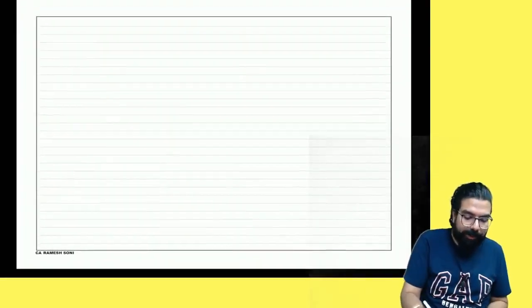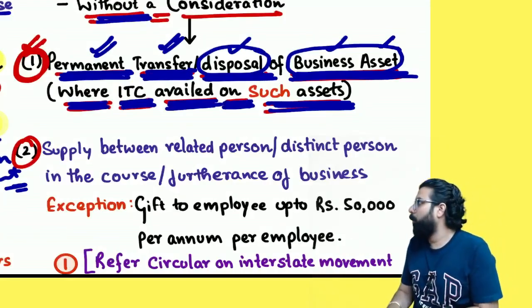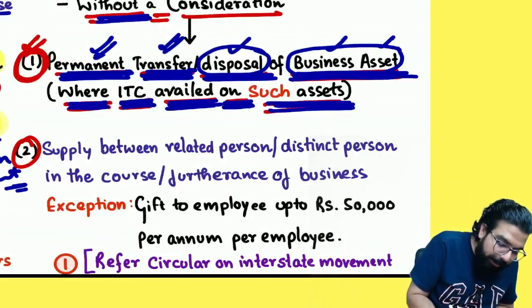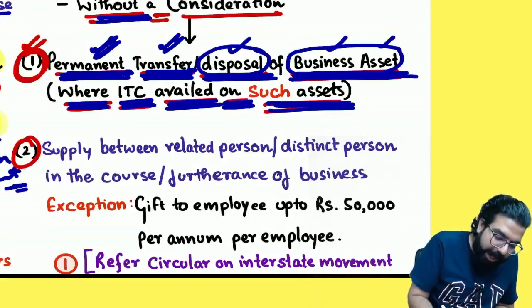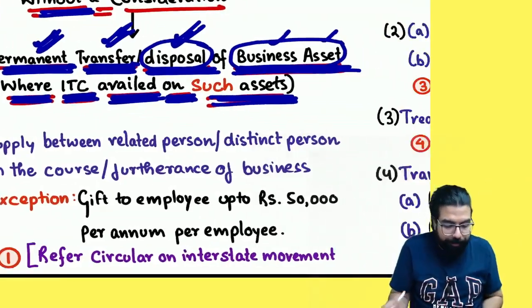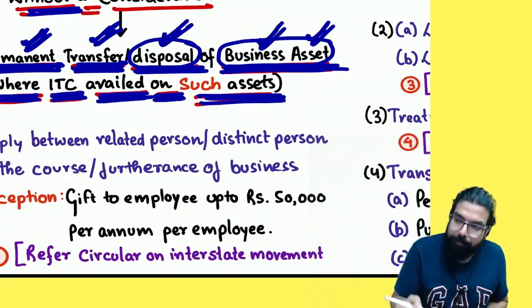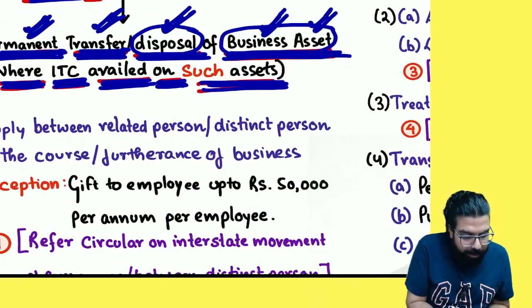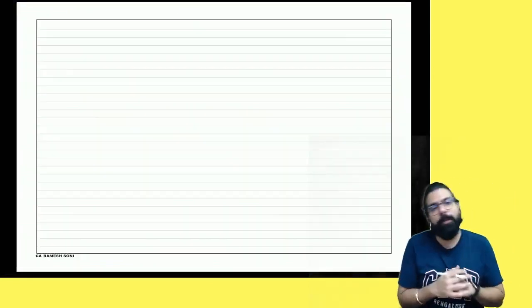Everyone over here now, listen. People on the board, listen. Permanent, did you understand? Transfer or disposal, do you understand, everyone? When you transfer it to someone. Business asset, do you understand? Where ITC is availed on. Chalo, I'll give you one more example. Ready?